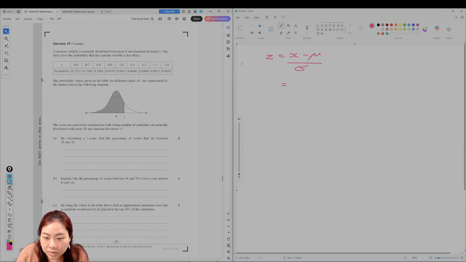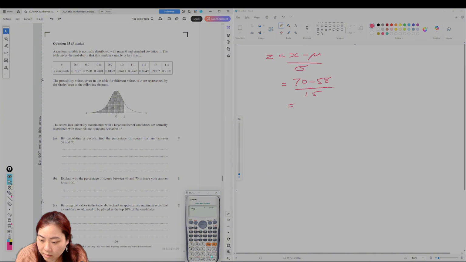Find the percentage of scores between... Okay, we need the 70 one. 70 minus 58 over 15. Because the 58 is the mean, that's the z-score of 0. So we need to find the z-score of the 70. Let's see, 70 minus 58 divided by 15. Okay, z-score of 0.8.